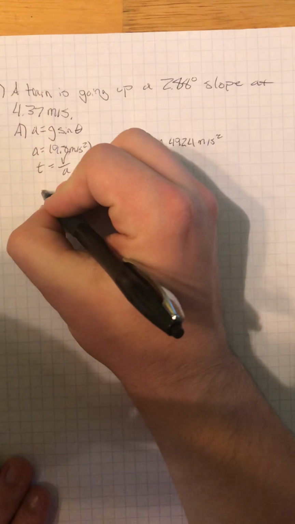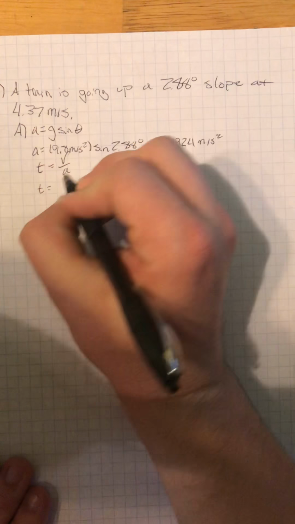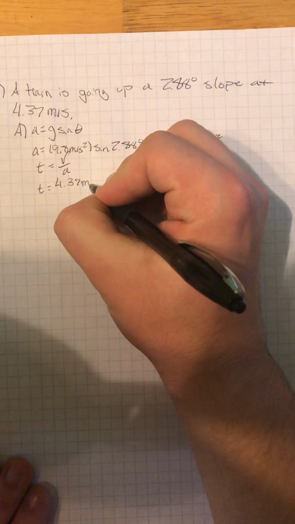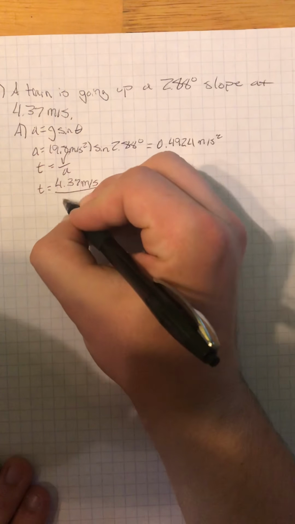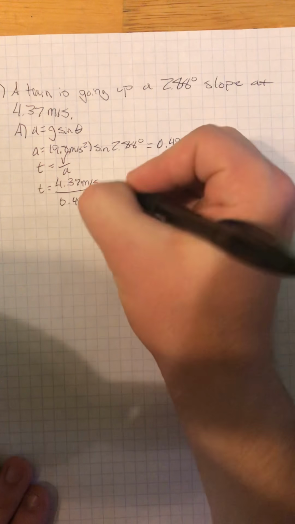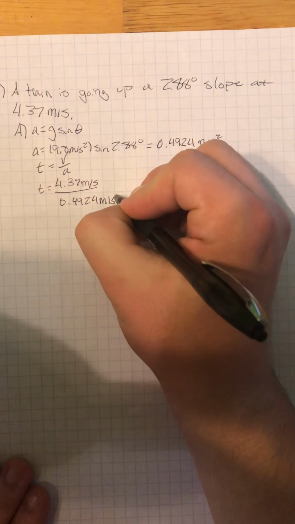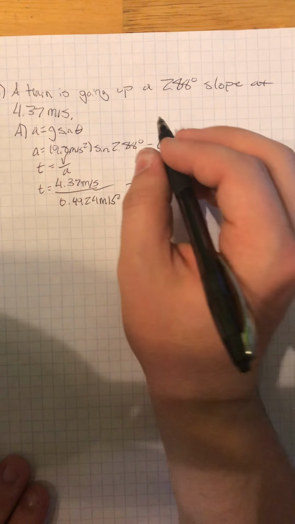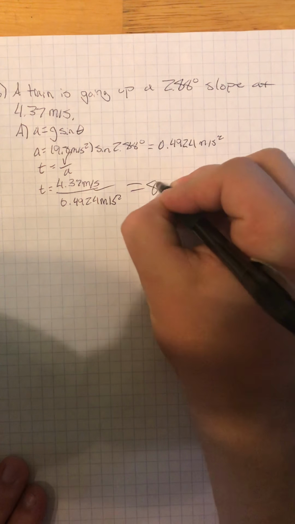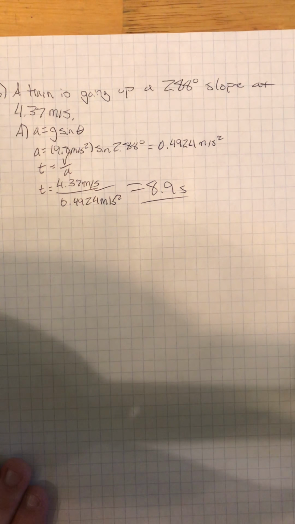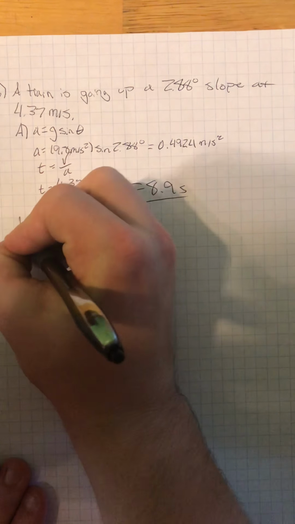So you take the time is equal to the velocity over the acceleration. That gives time is equal to 4.37 meters per second over 0.4924 meters per second squared. That gives something like 8.9 seconds. So there's part A. You found how long it takes for the caboose to come to a momentary stop.